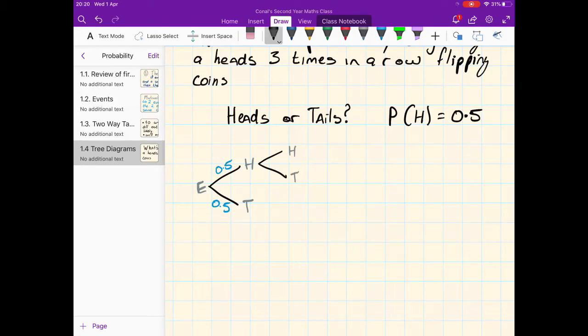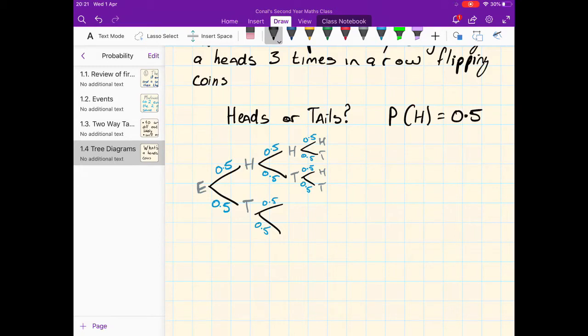Then, once we have that first coin flipped, we again can flip another coin. And when we flip that coin, we get either a heads or a tails. And when we flip the coin the second time, we still have a probability of 0.5 of getting heads and a probability of 0.5 of getting tails. Then, if we were to flip the coin a third time, we could get heads or tails again, and we can get heads or tails again. So we have heads or tails and heads or tails. And again, we need to fill in the 0.5, 0.5, 0.5 and 0.5.